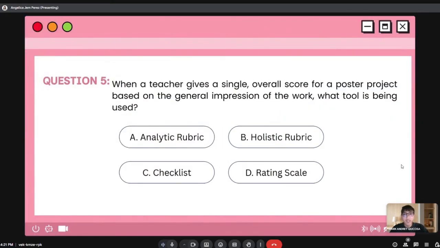So question number 5. When a teacher gives a single overall score for a poster project based on the general impression of the work, what tool is being used? Letter A, analytic rubric. Letter B, holistic rubric. And letter C, checklist. Lastly, letter D, rating scale.